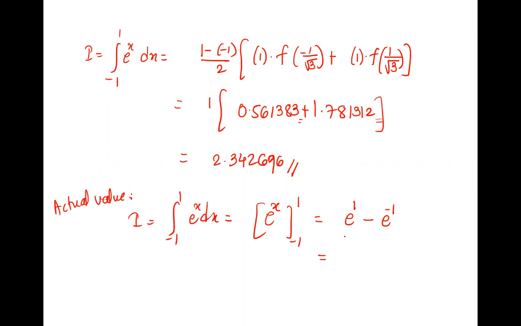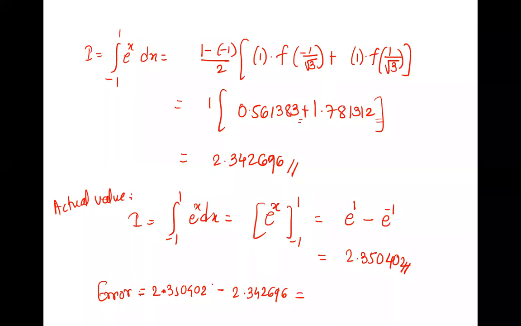What do you get? 2.3504. Correct. 2.3504. This is the actual value, right? So here, error. How much is the error? So actual value minus this will be the error. So 2.350402 minus 2.342696 will be the error. Find the error.